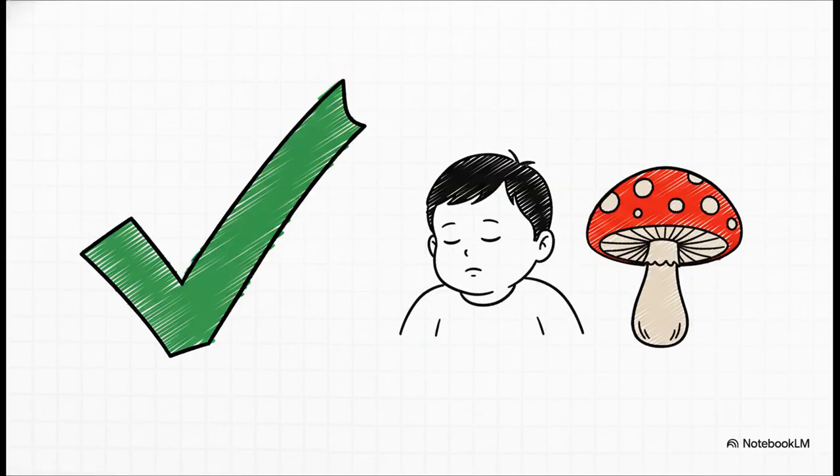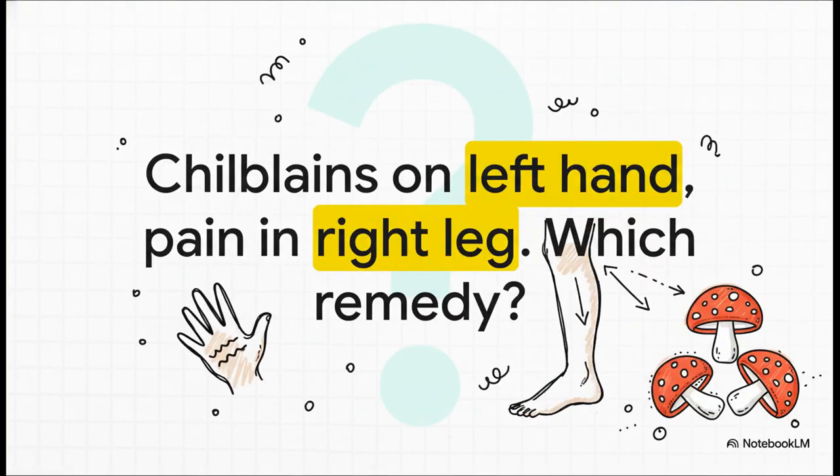The correct answer is, of course, C, Agaricus Muscarius. And why? Well, it's a direct application of that cornerstone modality we emphasized so much. The involuntary movements stop completely during sleep. It's a perfect match. All right, on to the next one.